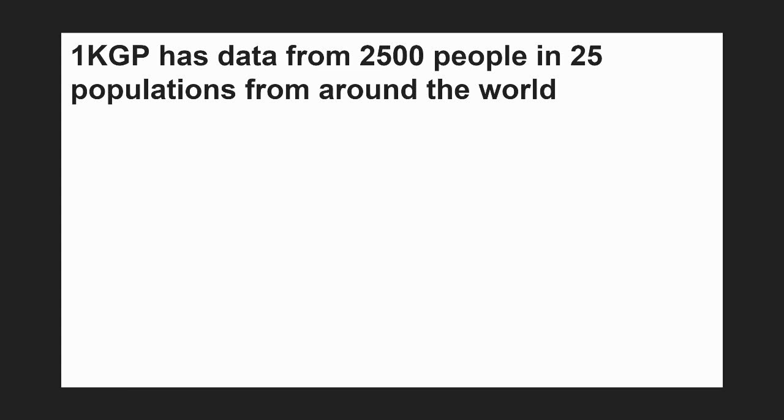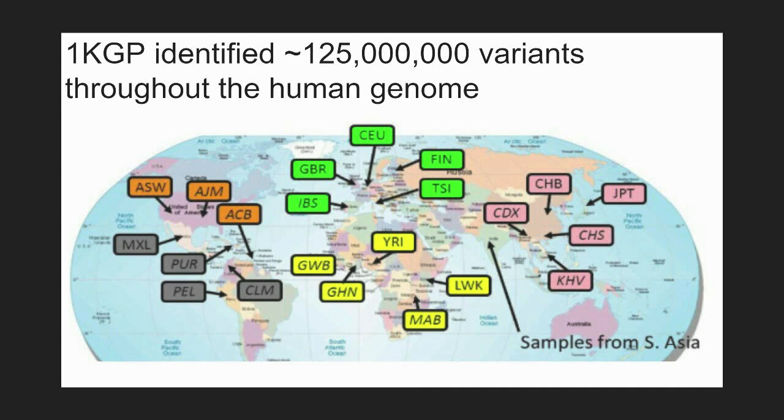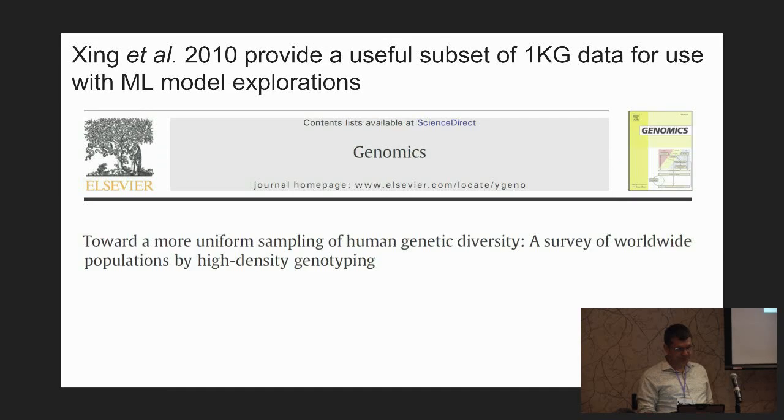It has over 2,500 people from 25 different populations from around the world who volunteered for this study and submitted DNA samples. The data is all publicly available and anonymous. It covers all of the continents and lots of different places around the world. This is probably the most thorough survey of genetic variation in humans, and they identified about 125 million different variants, but we have a genome that's in the billions, so it's only a portion of all of the variation.